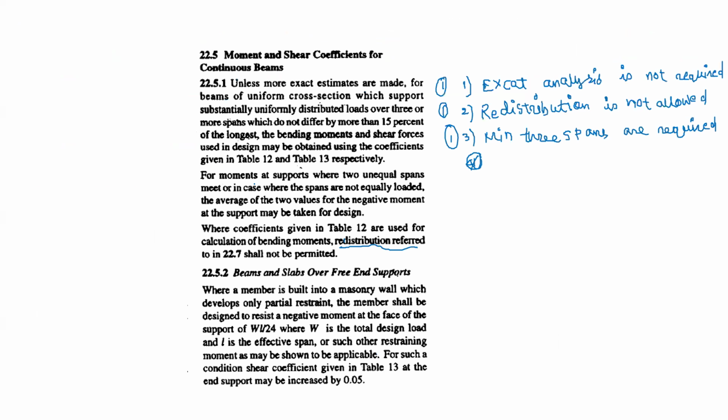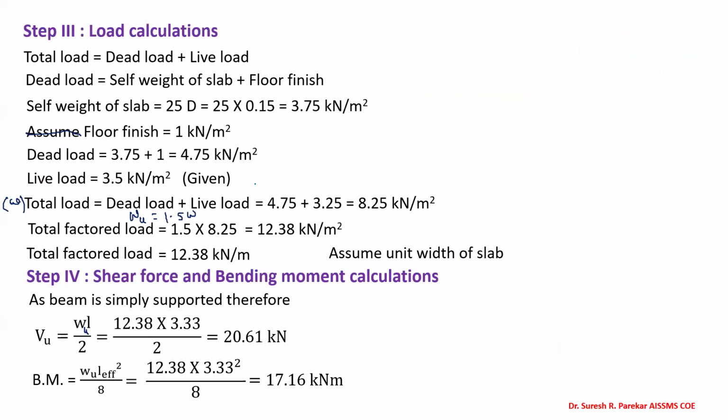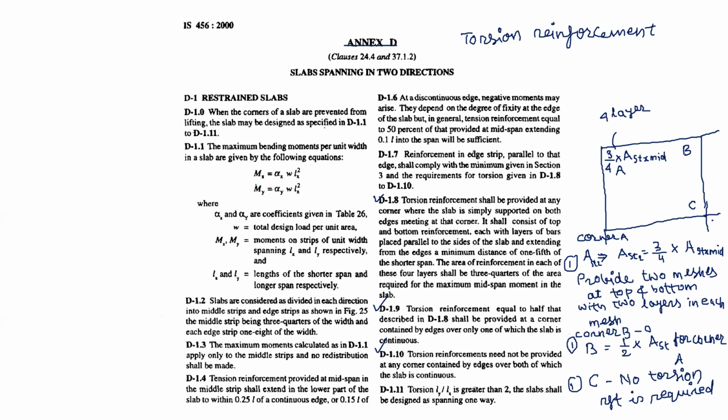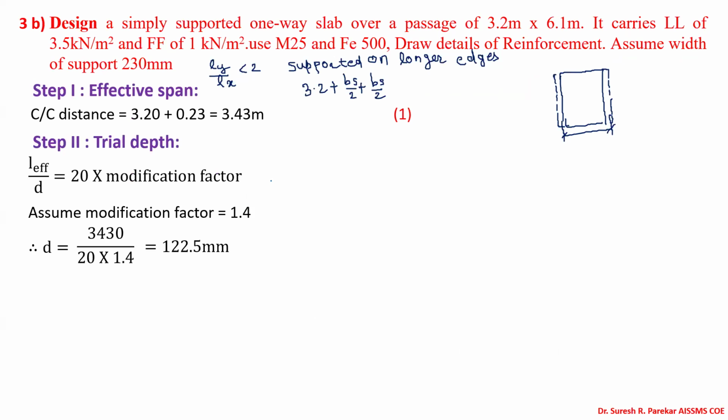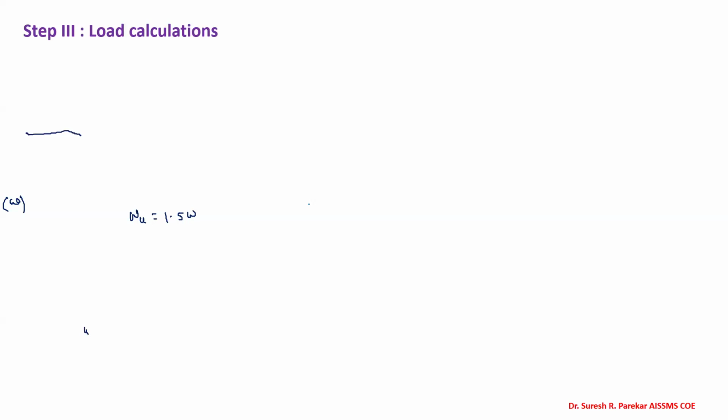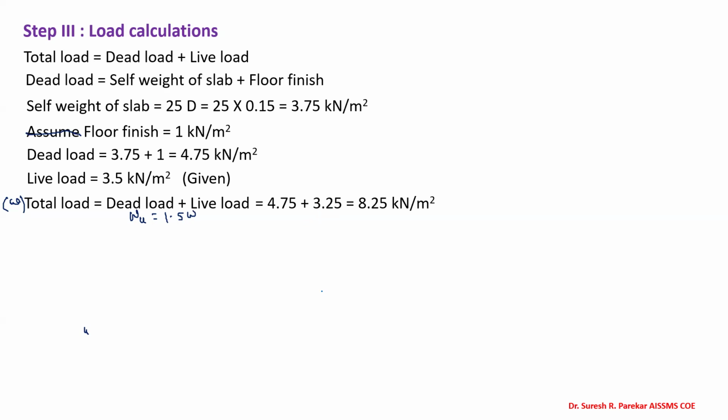Similarly, if we go to one-way slab, then in one-way slab we have fewer steps compared with that one, which had more steps. So this is 1 mark. Then here you will get 1 mark only for trial depth. So 2 marks. Then we have load calculations. Then we have again 1 mark for this. Sorry, 2 marks, 2 to 4.